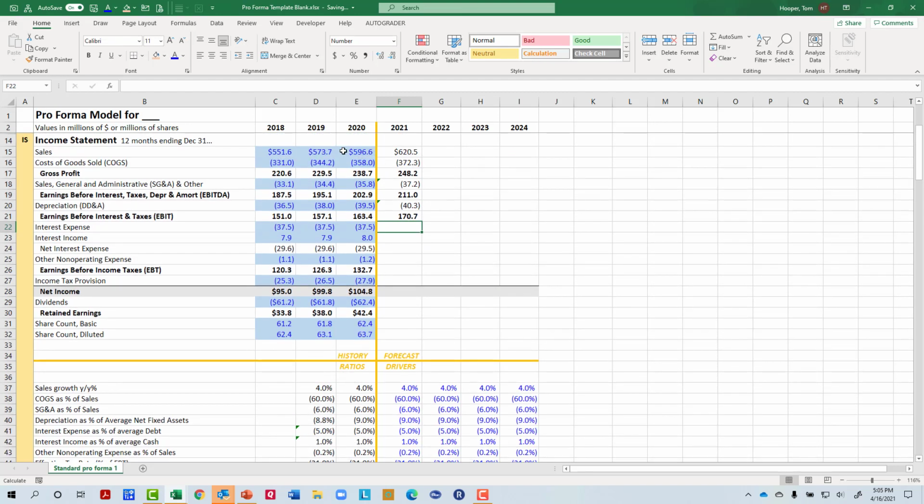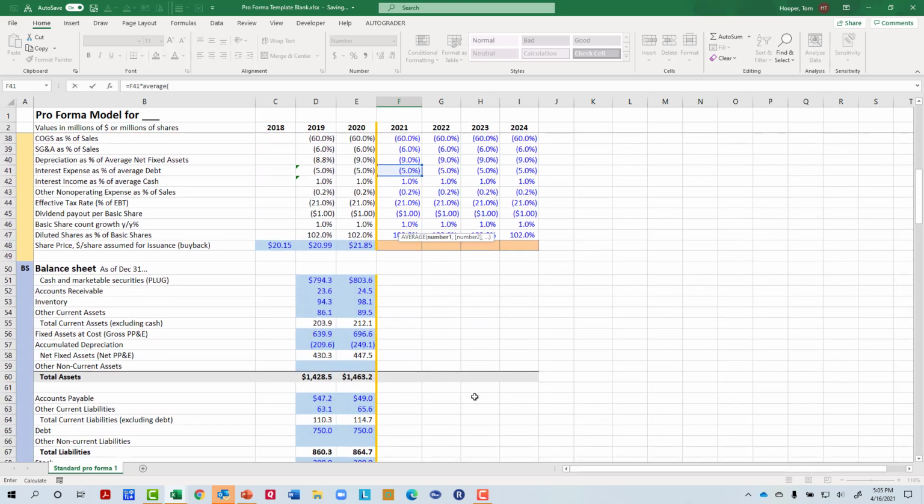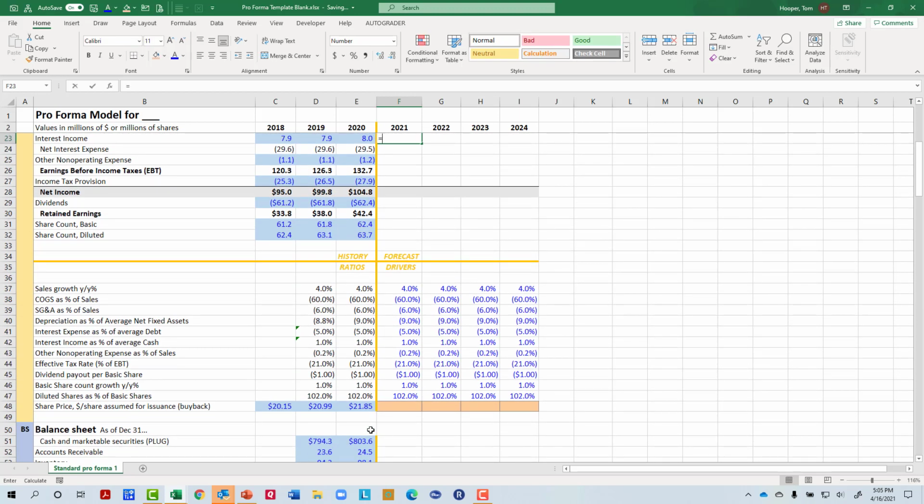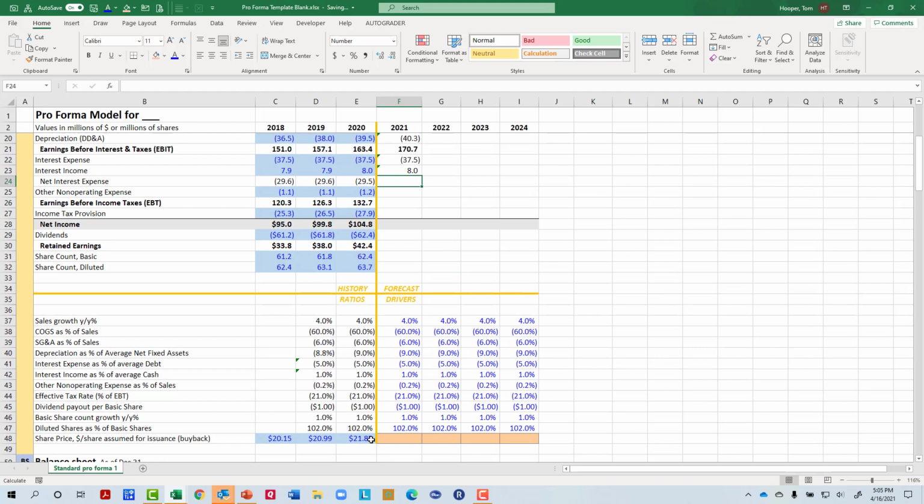And I'm keeping an eye on these things to say, am I on trend here or did I leave a negative sign out, for example? And most of these seem to be on trend. All of them seem to be on trend. Our interest expense, we said our cost of borrowing was 5%, so times our average debt. And our interest earned was 1% times our average cash. We can sum those two.